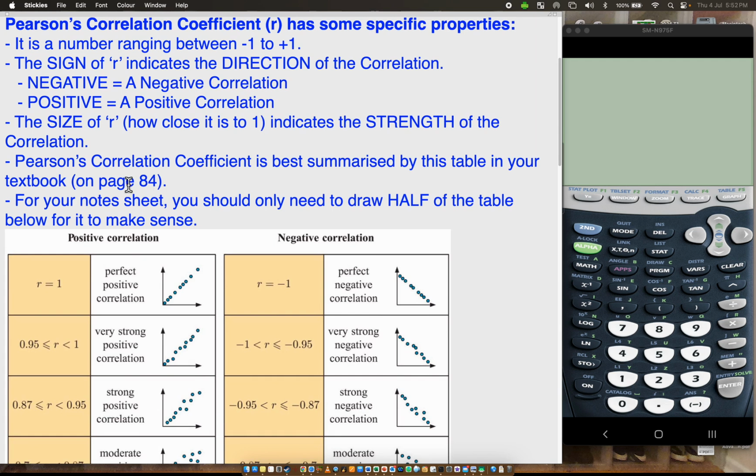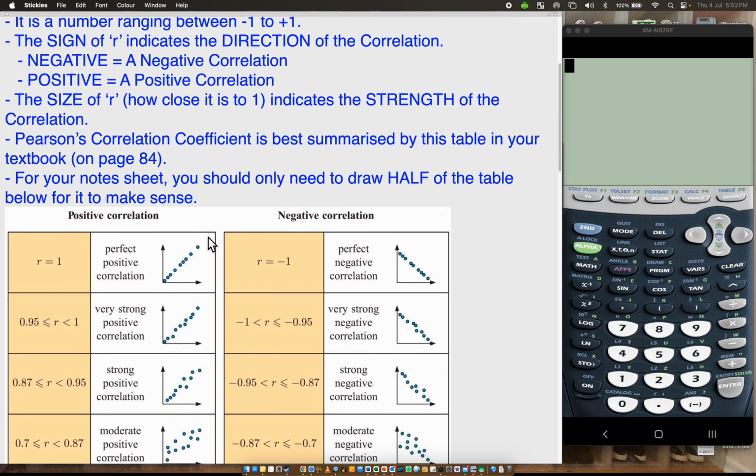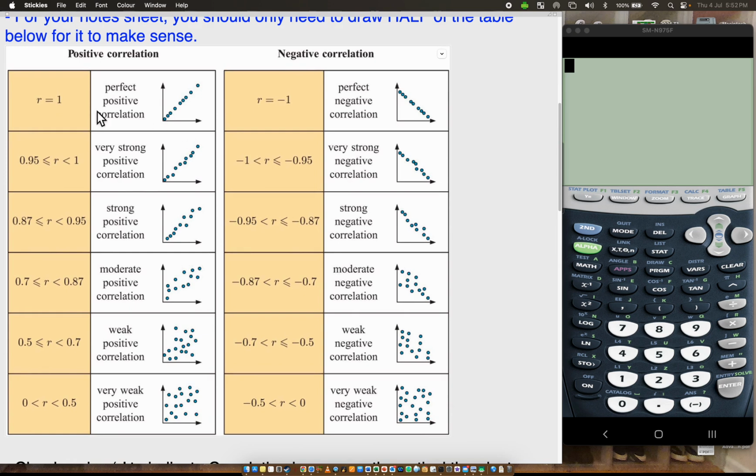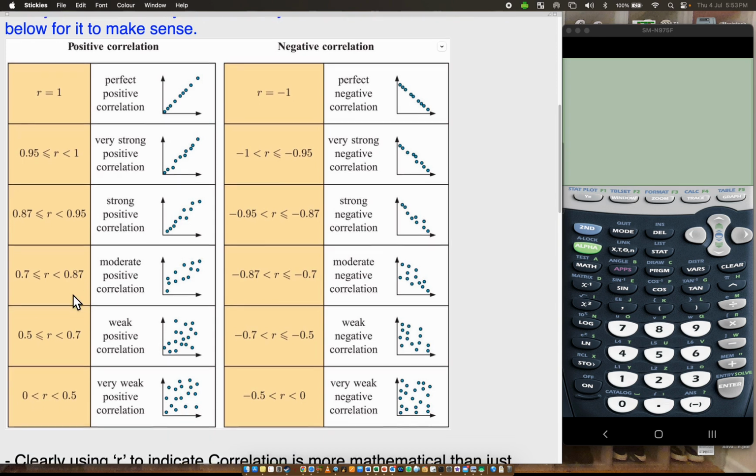So your best bet is to summarize Pearson's correlation coefficient, the description of it, by using the table in your textbook on page 84. This is what that table looks like. So as you can see, if r is 1, the sign of r is positive, meaning a positive correlation, and being exactly 1 means it's a perfect positive correlation, which means that it's an incredibly strong correlation. And as you can see, as the strength goes down, so if r is between 0.95 and 1, then we'd only claim it to be very strong. Between 0.87 and 0.95, then it's only strong, and down we go.